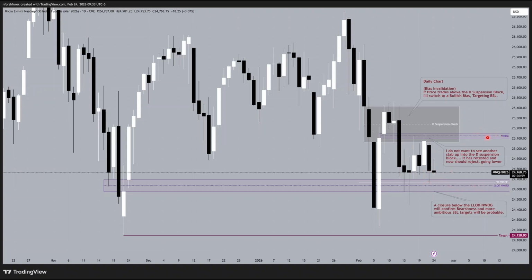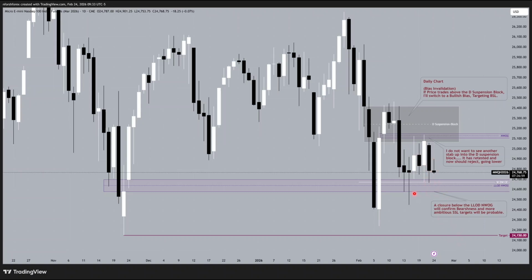You can see price finding resistance at the new opening gap high. That marks the high of this consolidative range. I don't want to see this high taken out if we're going to be bearish. If we're going to be bearish, I don't want to see another stab into this daily suspension block. It should have already stabbed there. I want to see it just reject. This is another BC. We've gotten to it and gotten lower. I want to see us reject and go lower. That's what I'm looking for.